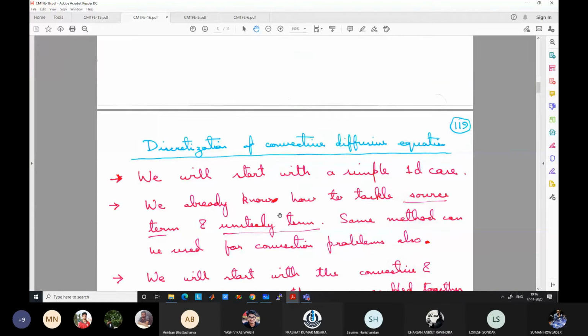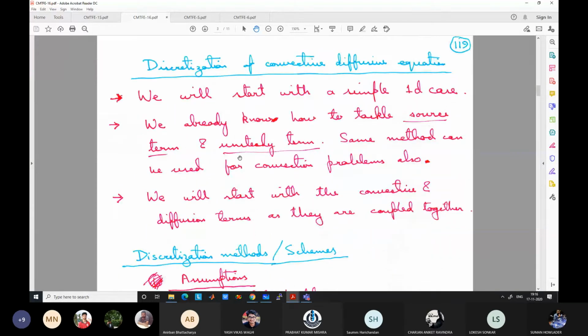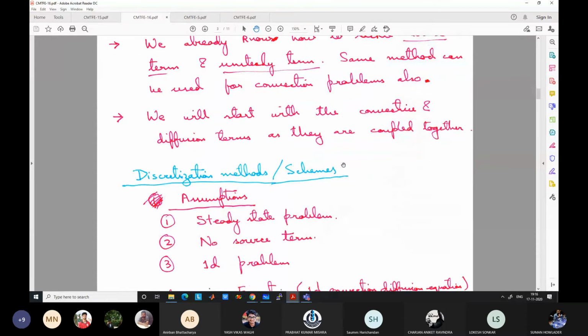So let us come to our problem here. As I was saying, we will start with a simple 1D case and ignore the source term and unsteady term, because we know how to tackle these terms. The treatment for those is already known, and it is not going to change based on the addition or removal of the convective term. We can use that knowledge in this case also.